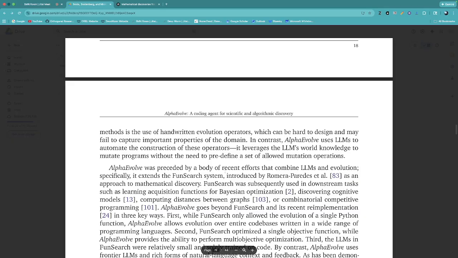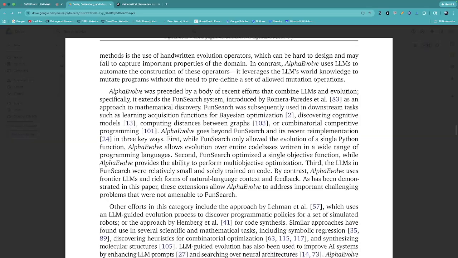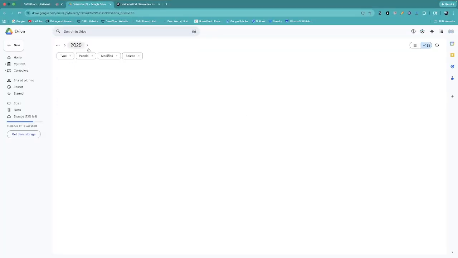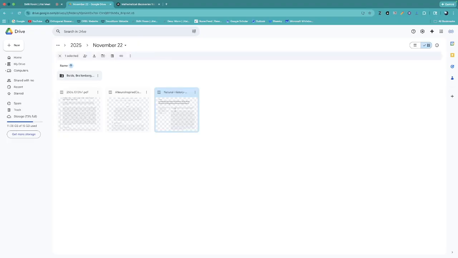algorithm. So FunSearch, which was the precursor to this model, focused on Bayesian optimization, and in AlphaEvolve they're using this sort of evolutionary approach. The second paper I wanted to talk about.